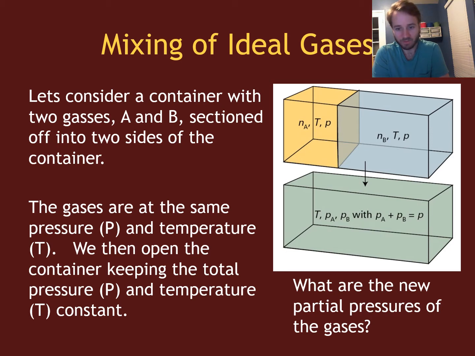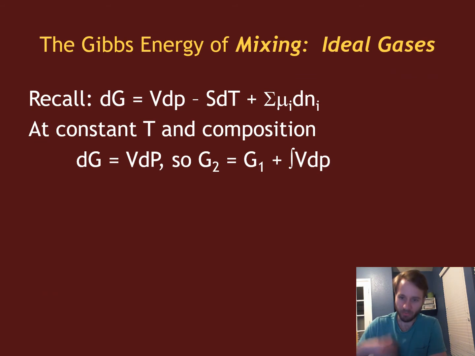So let's consider now that we open the container, keeping the total pressure and temperature constant within the system. The total pressure is still P, the total temperature is still T, but now the pressures of A and B have decreased. There are partial pressures now, and they have decreased because the volumes increased for those gases. I've opened up the wall between these two containers, so the volumes have increased for both A and B, and their pressures have dropped. But because initially their pressures were equal to each other, the total pressure still ends up being the same pressure P. So this is the system we're considering.